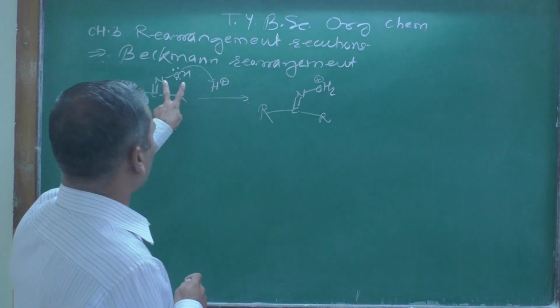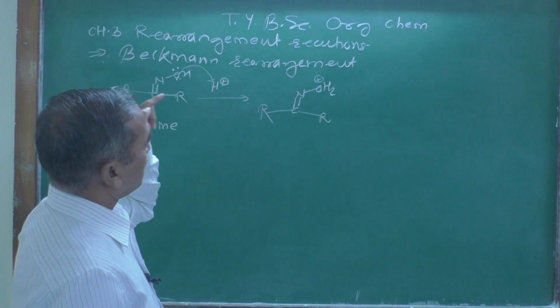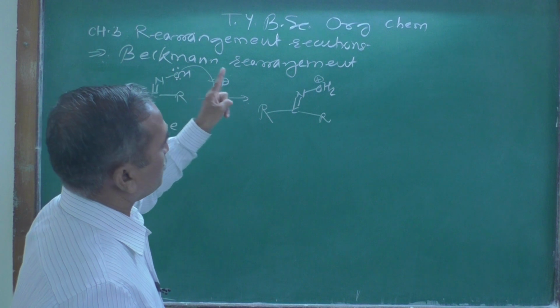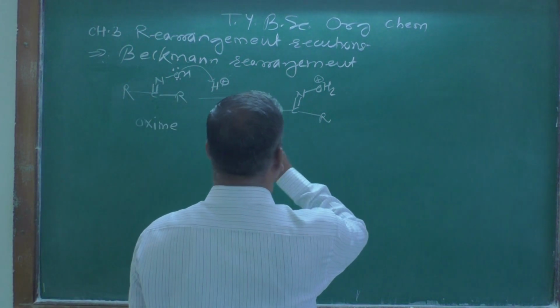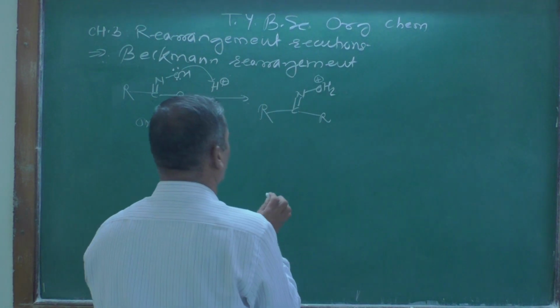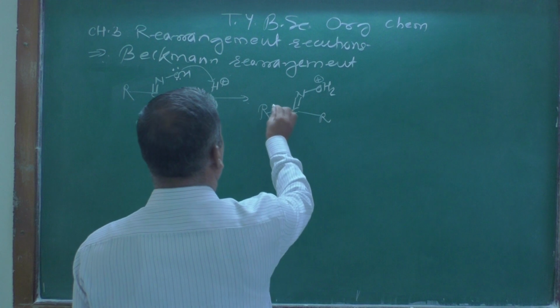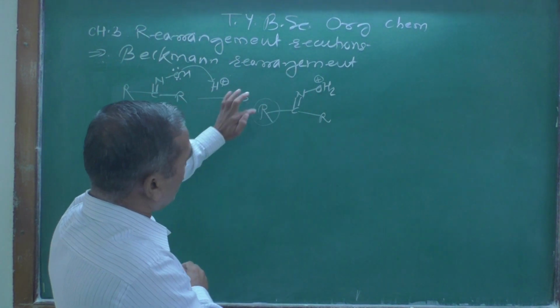And now, if you look here, OH is a bad leaving group. When a catalytic amount of the acid is used, it gets protonated, and now it becomes a good leaving group, and that good leaving group is the driving force for the migration of this R group. And now look at this R group exactly.